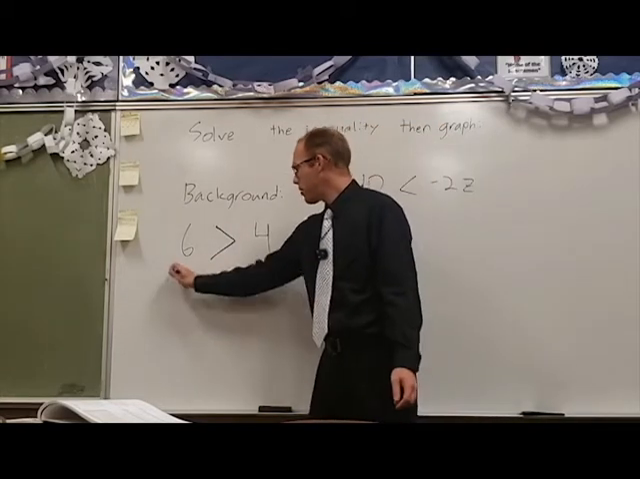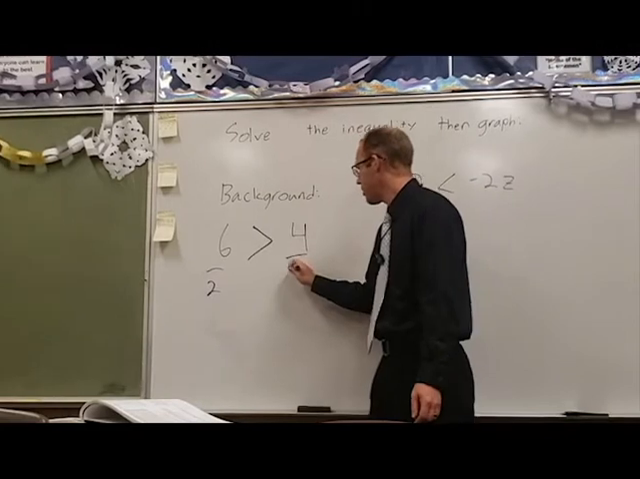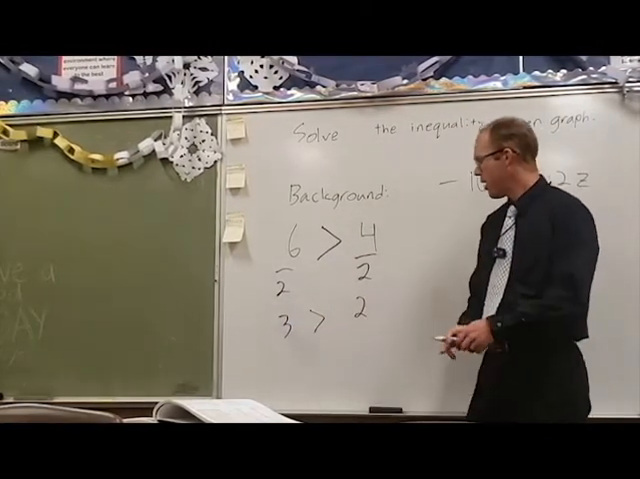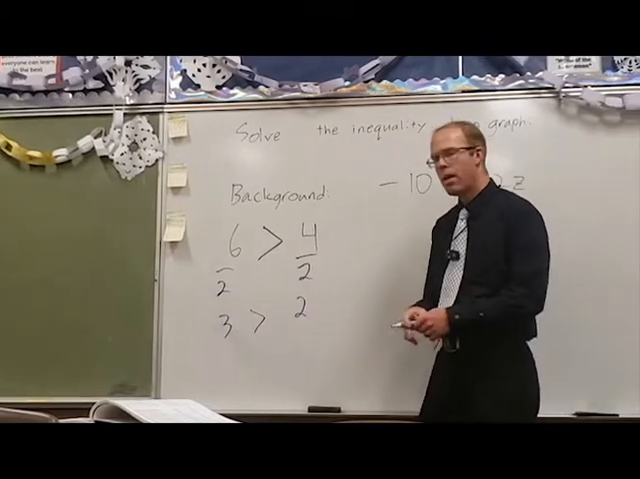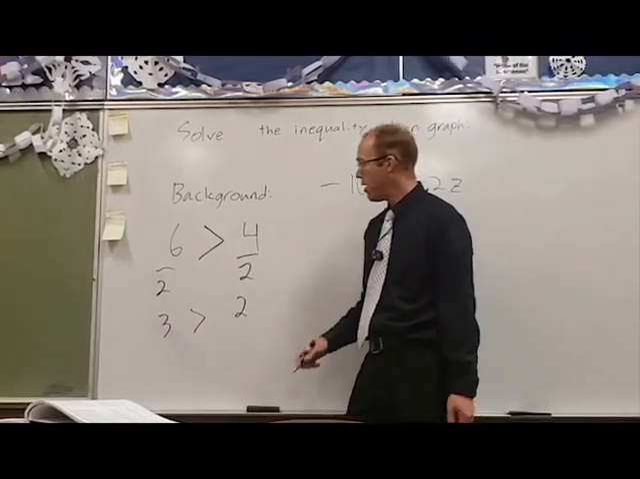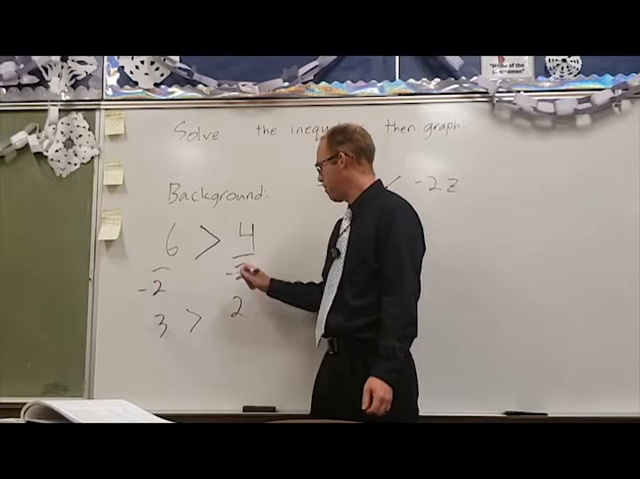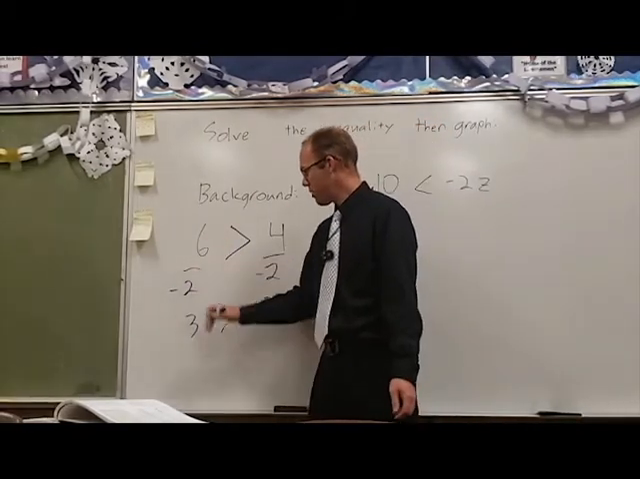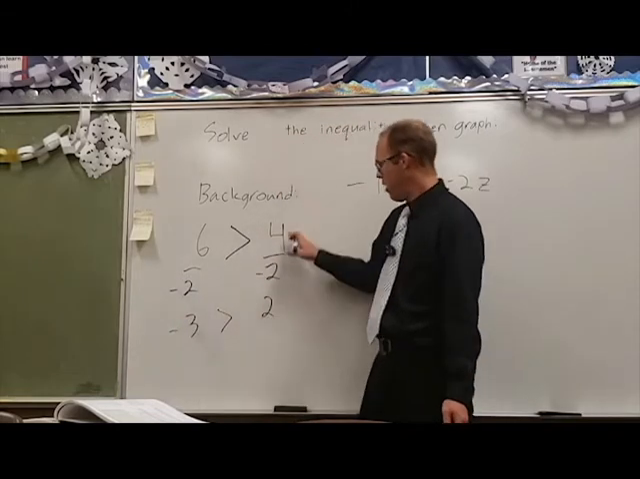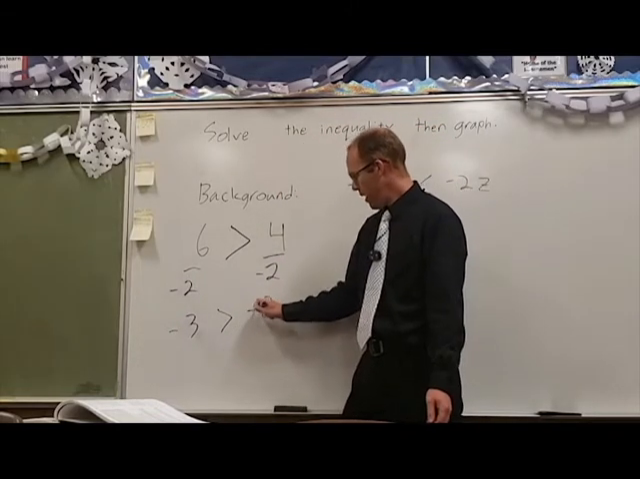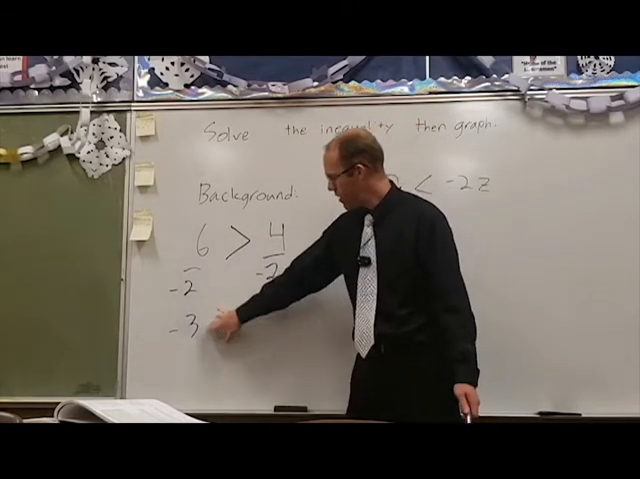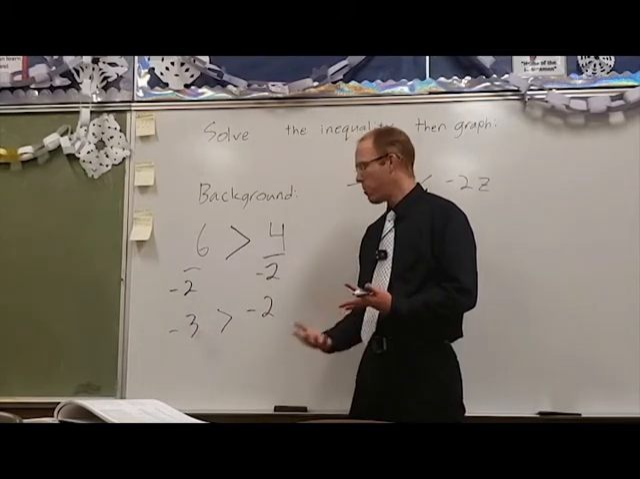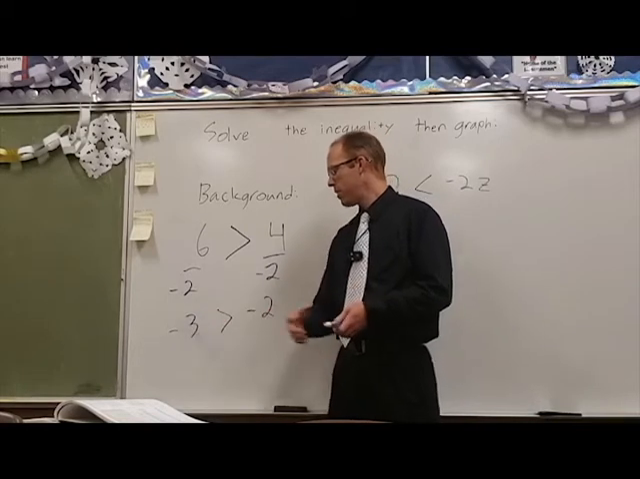If I divide both sides by positive 2, we end up with 3 and 2, and you notice that 3 is still greater than 2. However, if I divide by a negative number, that's where interesting things start to happen. So 6 divided by negative 2 is negative 3. 4 divided by negative 2 is negative 2. And now you notice that this inequality symbol is not true. Negative 3 is actually the smaller number, but this symbol says that it's the bigger number.